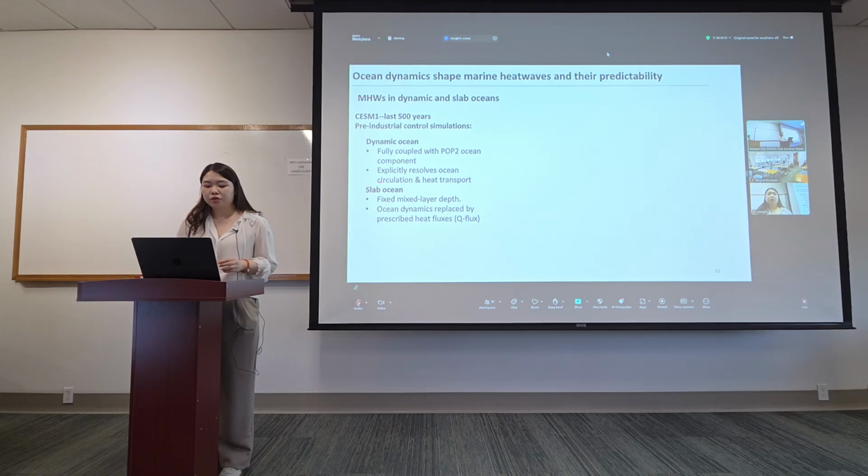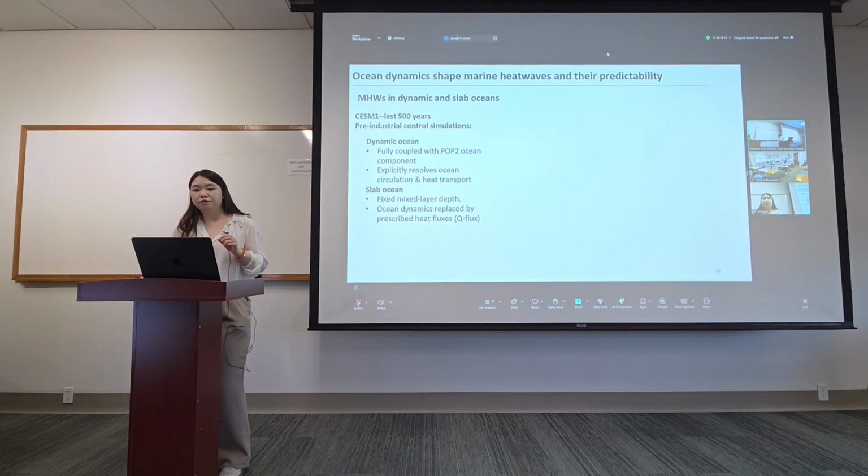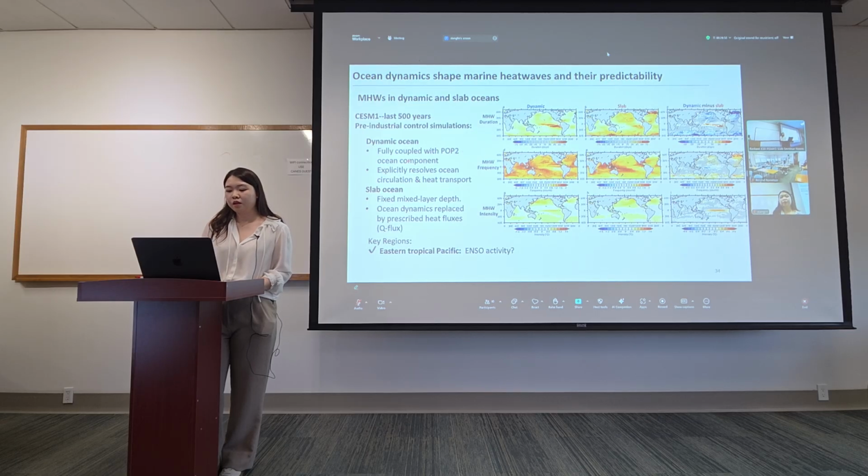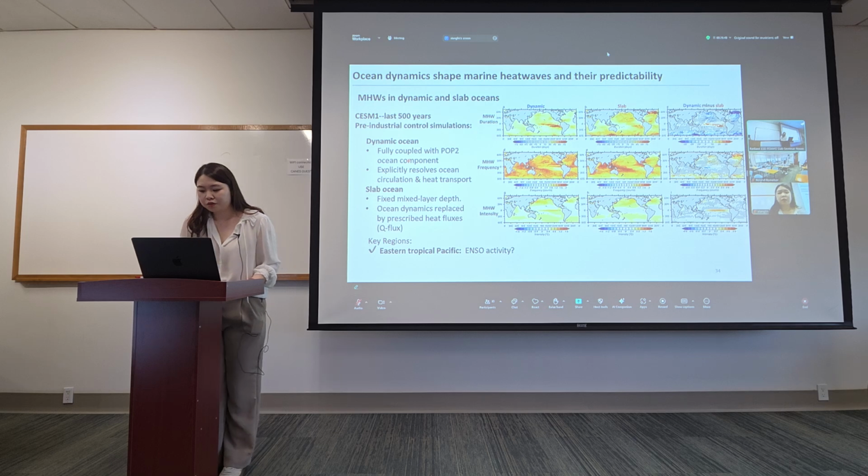But on the contrary, the slab ocean only has a fixed mixed layer depth, and the ocean dynamics are replaced by prescribed heat fluxes. So the ocean does not move in this experiment. By comparing these 2 setups, we can see how much the ocean's own dynamics shapes the global marine heat waves. So here's our first result.